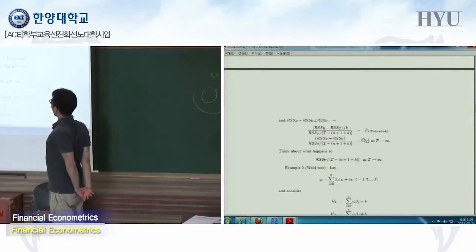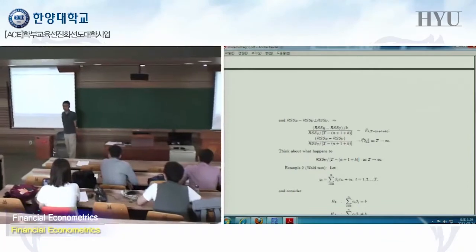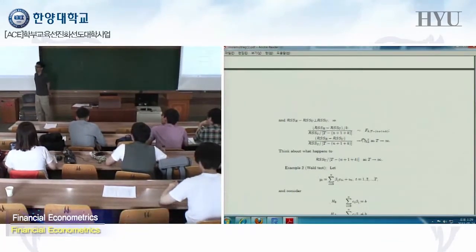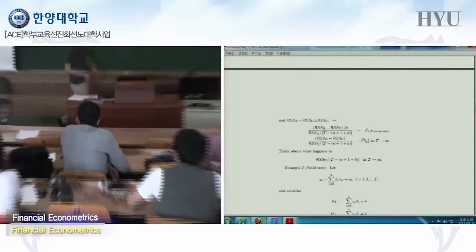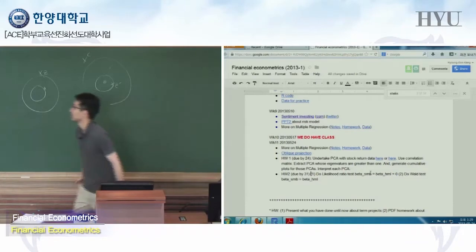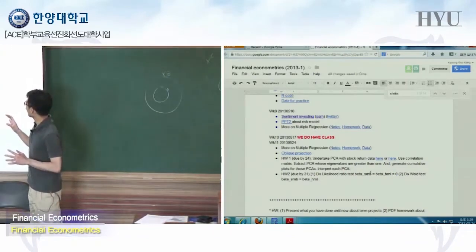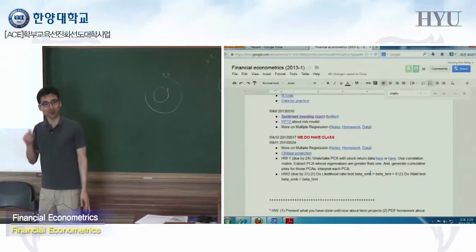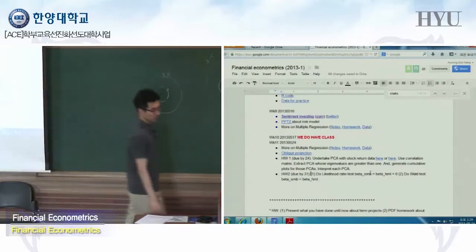So in this case, because we have two restrictions in our homework, what should be the number for k in our homework? Suppose you are doing this homework, a likelihood test of beta SMB equals beta HML equals 0. What is the number of restrictions here? 2, right? This means beta SMB is 0 and beta HML is 0. So K should be 2. The number of restrictions is 2.